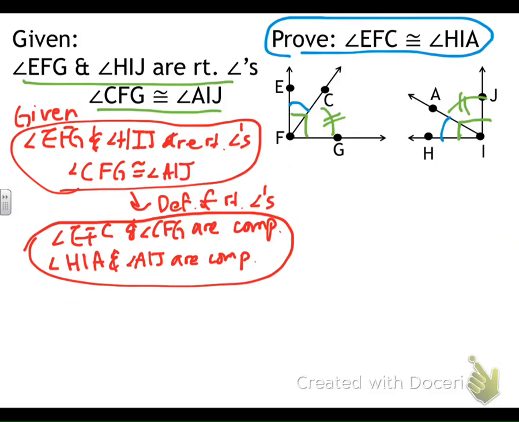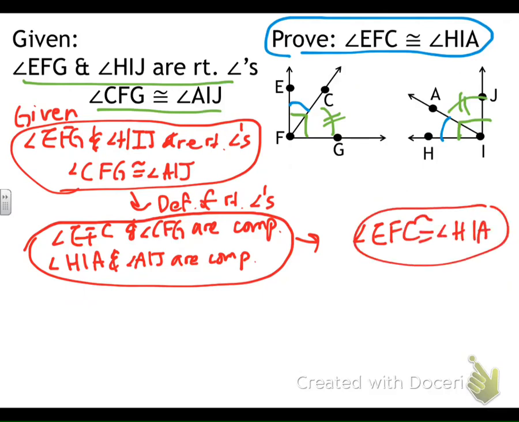All right, so since these are complementary, take a look right here. This clues angle CFG, right? If you look right here, CFG and AIJ are already used, so we know that they're already congruent to each other because the given says so. So since they're congruent to each other, then by the congruent complements theorem, these two angles must be congruent also, because they both add up to whatever these are. So our final reason is going to be angle EFC congruent to angle HIA, congruent complements theorem.